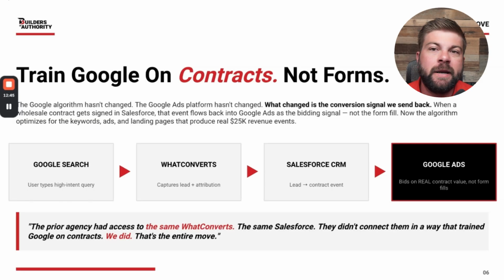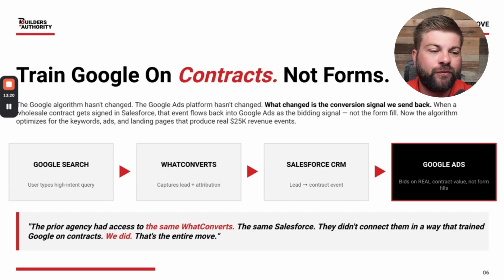So when Google's bidding algorithm is deciding which keyword to spend more on, it's not asking which keyword produced the cheapest form. It's asking which keyword produced actual return on investment for a client, which contract was signed from what keyword that was worth $25,000 in profit. Google's bidding algorithm, right, hasn't changed. The Google Ads platform has changed, but it's still the same thing. What has changed is our ability to feed data back into it and train the algorithm as such.